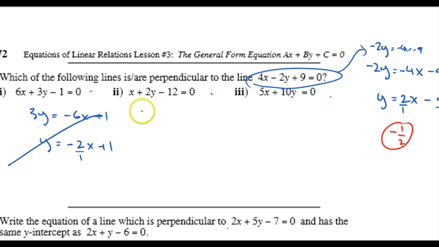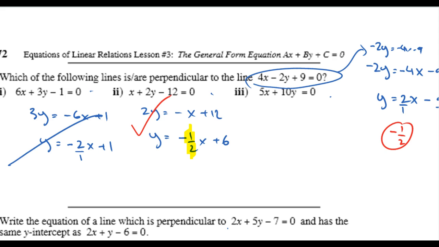Let's go ahead and do this one. So I have 2y equals negative x plus 12. y equals negative 1/2 x plus 6. Aha, there it is. There's a match here. Those two lines are perpendicular. So I'll give myself a check mark here.